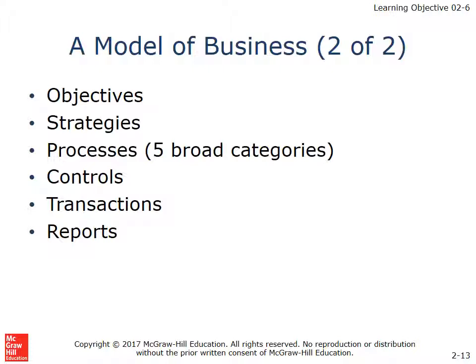Controls, and we're going to talk about those in a little bit. Controls are what is in place to protect the company, protect the assets, especially. Transactions, we know our business activity within our accounting system that we use to produce reports. And so that's what we're focusing on in auditing. What are the overall objectives? What are the strategies? What are the processes the company uses to get those strategies accomplished? What kind of controls are in place to protect the company and to make sure they're achieving their objectives? How are their transactions recorded and reported?